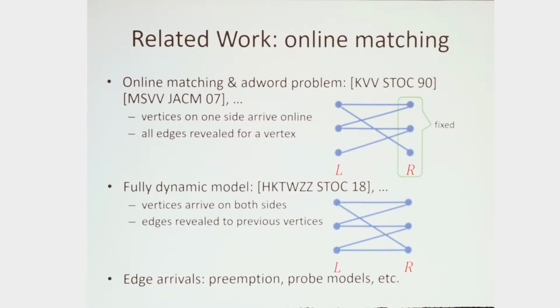Namely, preemption would allow you to get some constant approximation in online algorithms. Preemption means that you can take an edge, and then if in the future you get a better edge, you can discard the previous one. Or some probe models where you select the order in which you try edges for the unweighted case, and also get some decent results in this model and so on. So there has been quite a lot of work on matching in the online algorithm community.